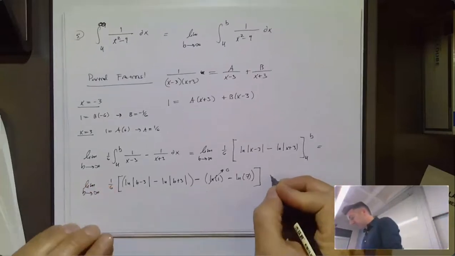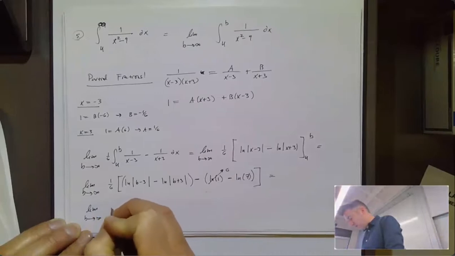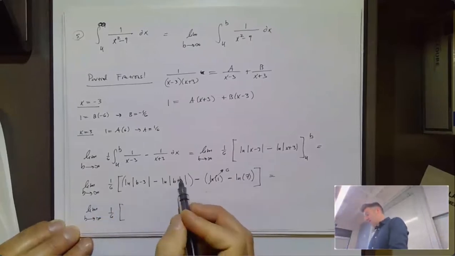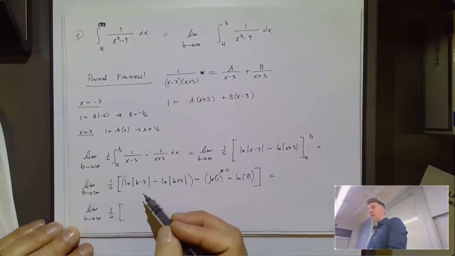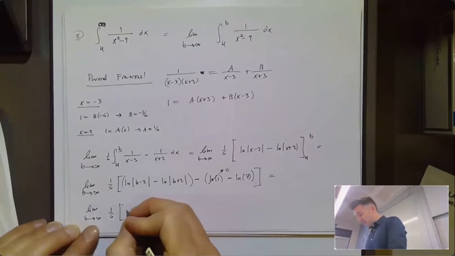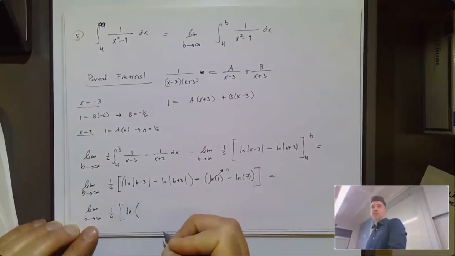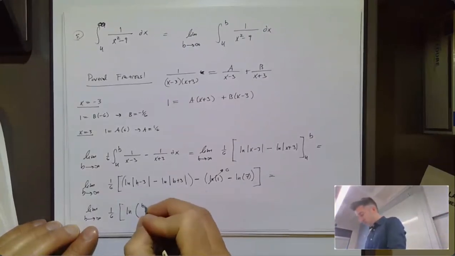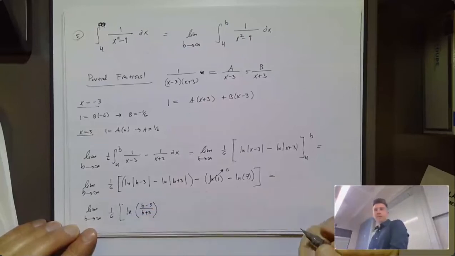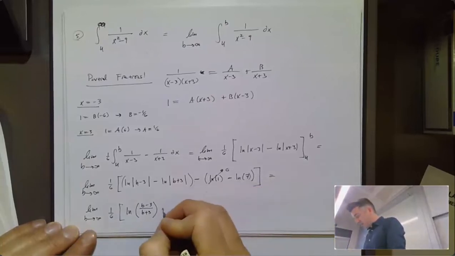So check this out. We get the limit as b goes to infinity of 1/6 times, I can smash these natural logs together. Instead of saying it's natural log of b minus 3 minus natural log of b plus 3, I can say it's the natural log of b minus 3 divided by b plus 3. And I did drop the absolute values because everything is positive, so I don't really need them. Minus a minus is plus the natural log of 7.